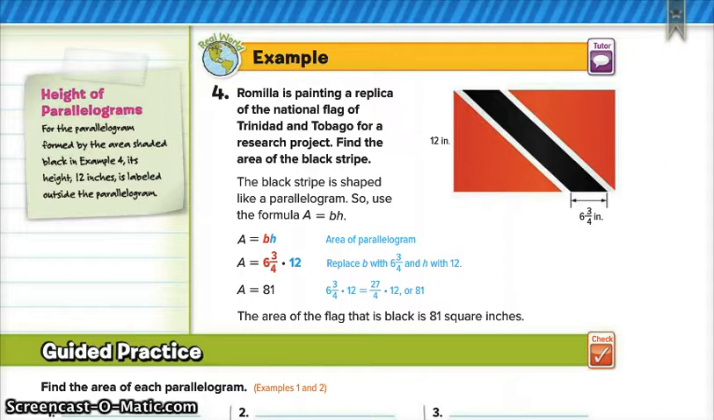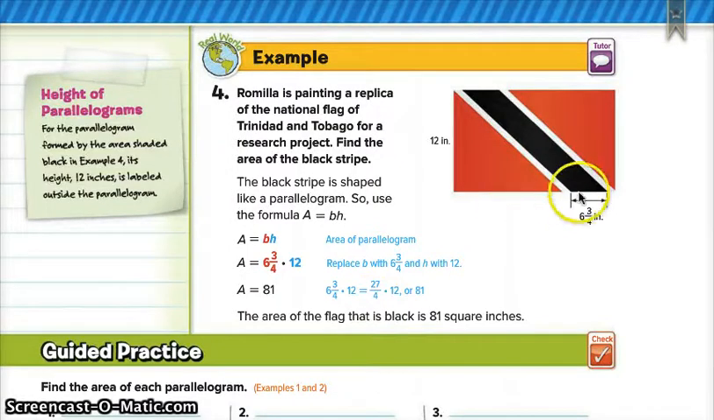The last part that we're going to look at is on the back page, and this is just looking at a real-world example where it says Ramilla is painting a replica of the national flag of Trinidad and Tobago for a research project. Find the area of the black stripe. So if you take a look, it says the black stripe is shaped like a parallelogram. So use the formula A equals base times height.